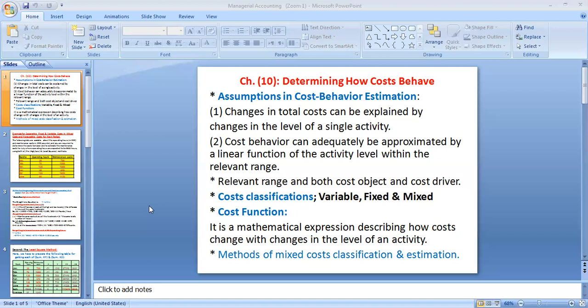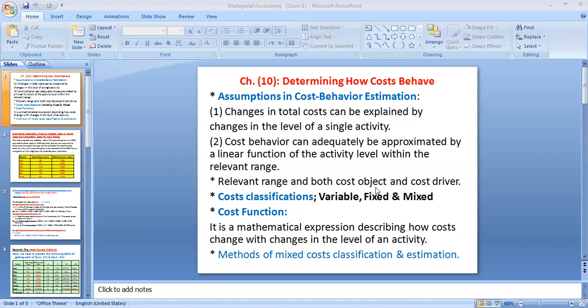Regarding relevant range, suppose that I have a capacity from 0 to 1,000 units of a product. So the relevant range is from 0 to 1,000. Suppose that I told you that fixed cost remains fixed from 100 units up till 900 units. So the relevant range is from 100 to 900. Before 100, I can't determine the fixed cost. After 900, I can't determine it, but within this range, fixed cost is fixed between 100 and 900 units. I explained to you again now the relevant range.